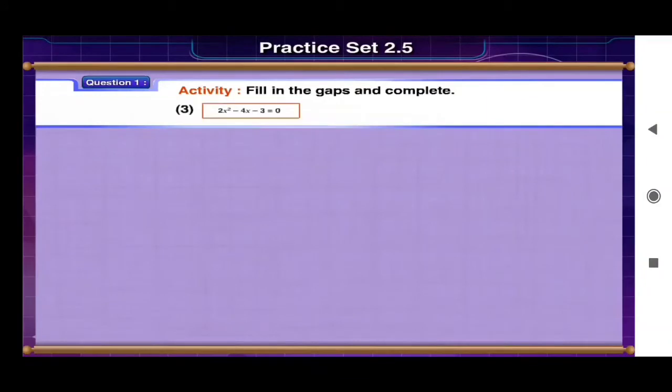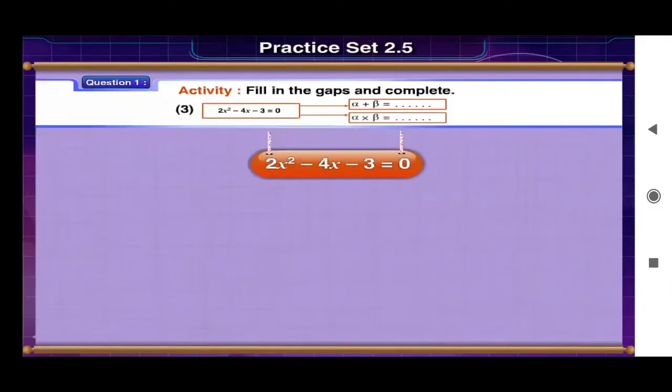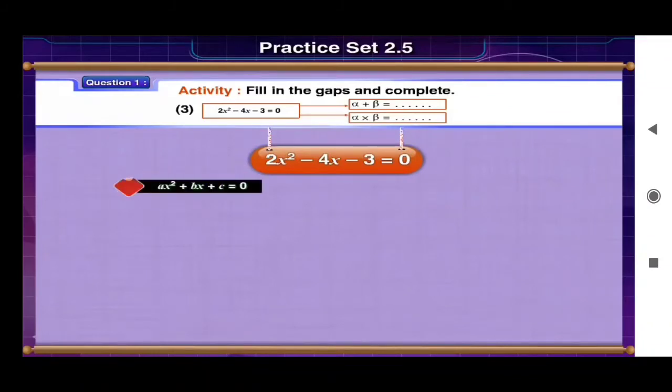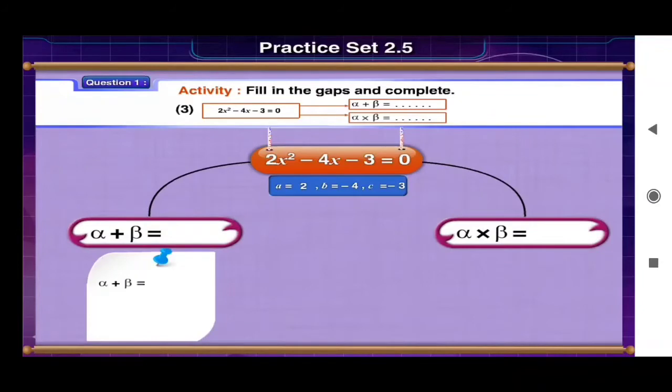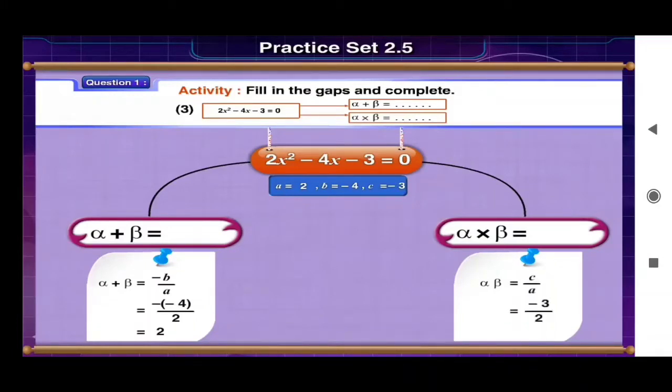3. If alpha, beta are the roots of quadratic equation, then determine alpha plus beta and alpha into beta. On comparing the given equation with ax square plus bx plus c is equal to 0, we get the values of a as 2, b as minus 4, and c as minus 3. Alpha plus beta is equal to minus b upon a, which is equal to minus 4 upon 2, which is equal to 2. Alpha into beta is equal to c upon a, which is equal to minus 3 upon 2.